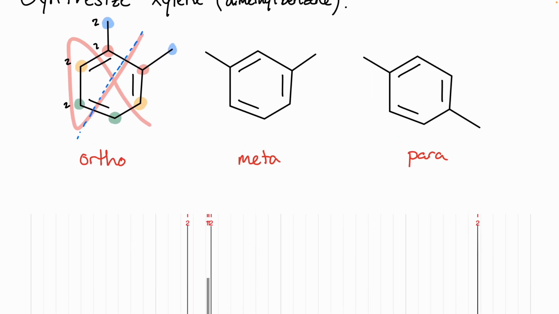What about metaxylene? Do I have any planes of symmetry? Okay. How many chemically distinct groups of carbons do I have?